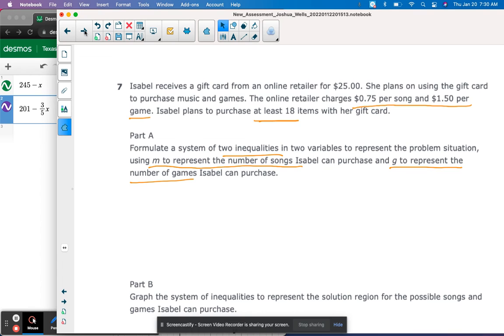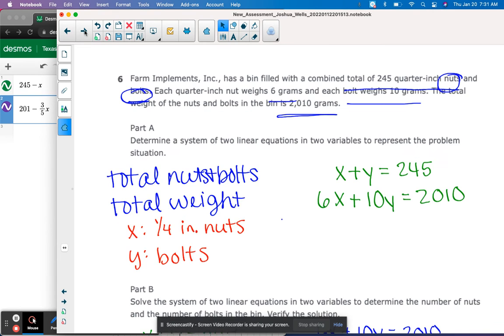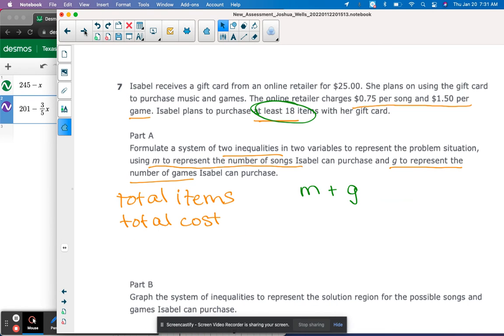So we have two situations again. We have total items and the total cost. So she wants her total number of items, M plus G, to be at least 18, meaning she wants her total to be greater than or equal to 18.